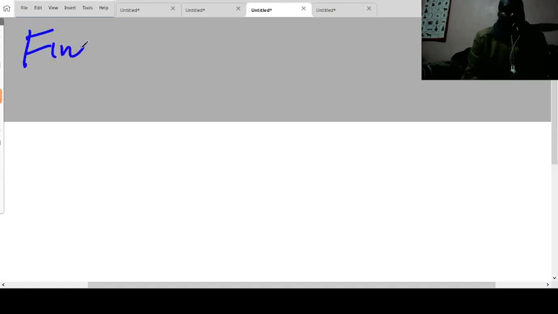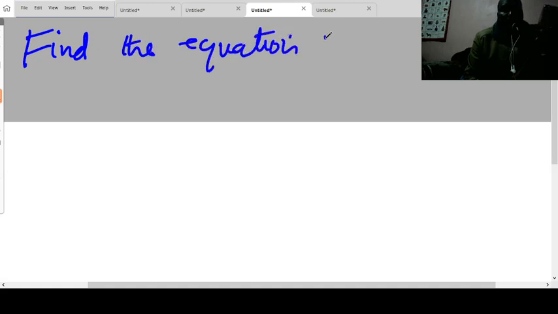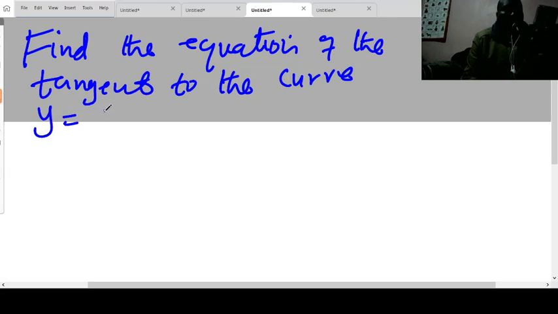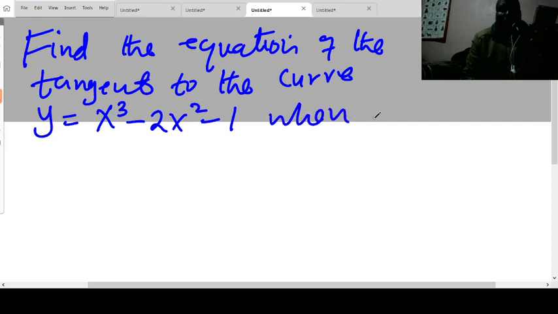Find the equation of the tangent to the curve y is equal to x cubed minus 2x squared minus 1 when y is equal to -1.